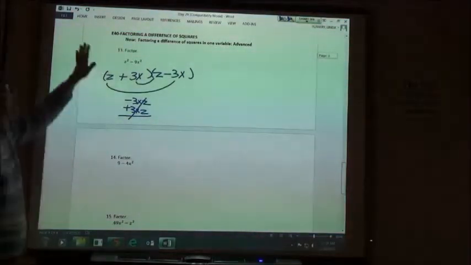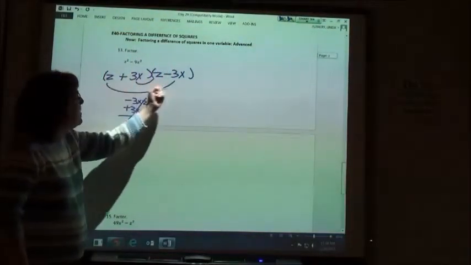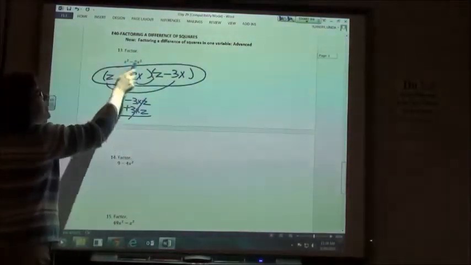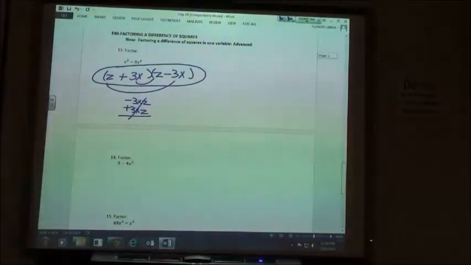And so when they say conjugates, they mean the same terms with opposite signs in the middle, and you end up with the difference of perfect squares when you multiply conjugate binomials.